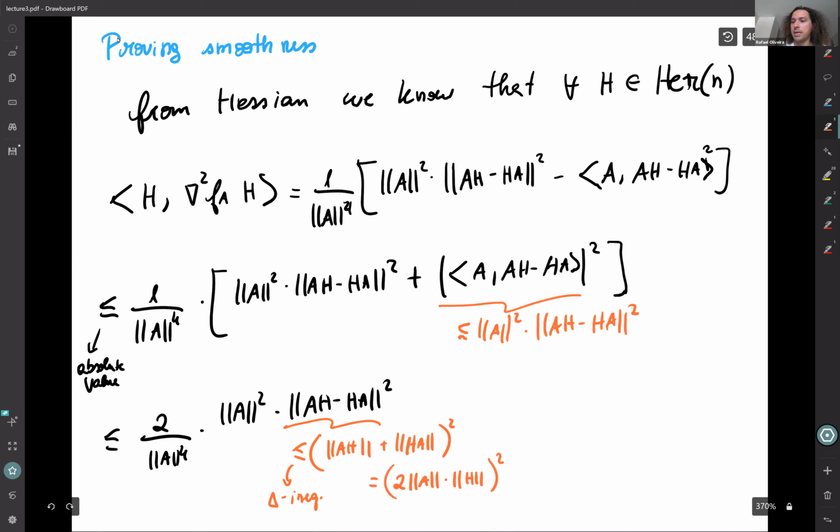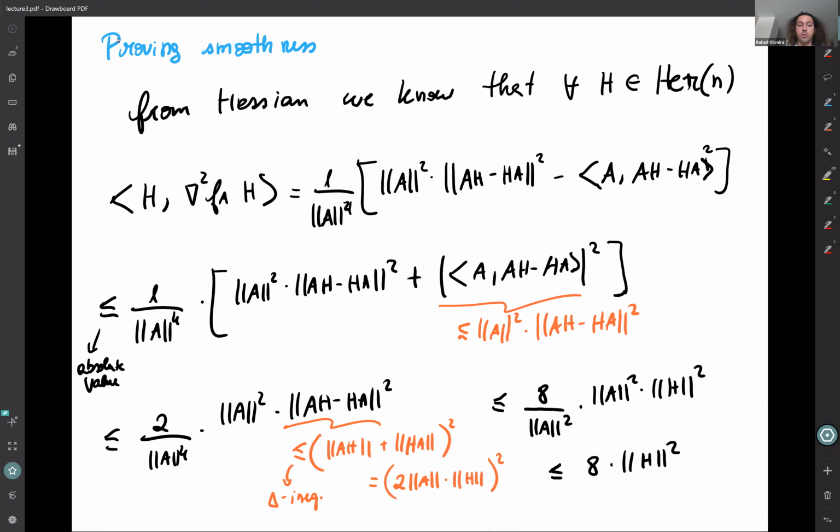So in particular, what we get in the end is that this whole quantity here is less than or equal to, and the 2 squared is 4, so we have 8 times norm of A to the 4th. Well, the norm of A to the 4th cancels with the norm of A squared, so we have norm of A squared here, times, and then here we have again norm of A squared times norm of H squared. But these cancel, so we get less than or equal to 8 times norm of H squared.